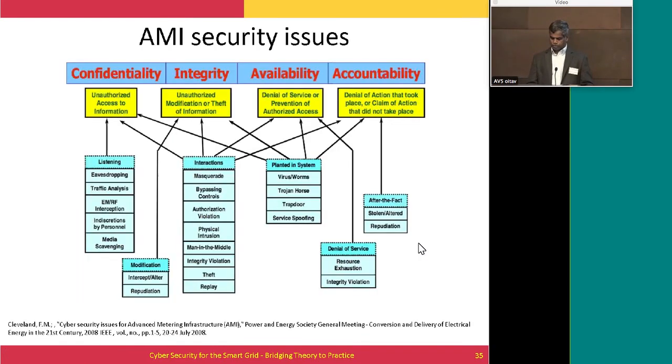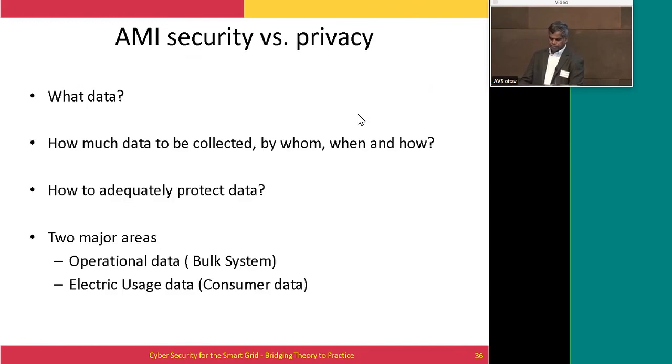That is also possible. So with respect to AMI security, all the things we talked about, confidentiality, integrity, availability, and accountability, are all important. The privacy of consumer data is extremely important. What data, how much data is to be collected, by whom, when, and how, where it is stored, is it within the utility or within a third party? All kinds of questions arise. Is the data adequately protected? There are two types of data. One is operational data, another is electric usage data.